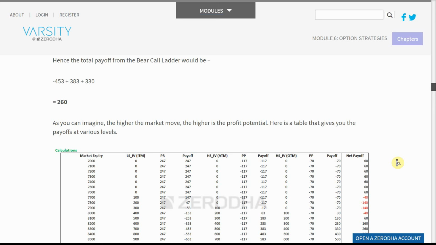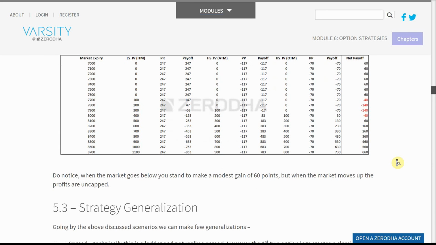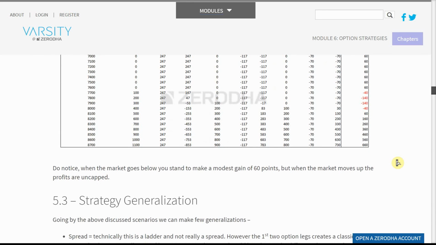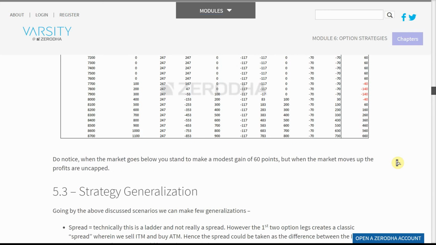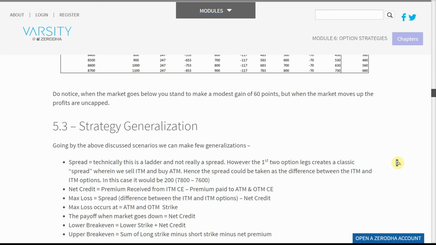Here is a table that gives you the payoffs at various levels. Do notice, when the market goes below, you stand to make a modest gain of 60 points. But when the market moves up, the profits are uncapped.